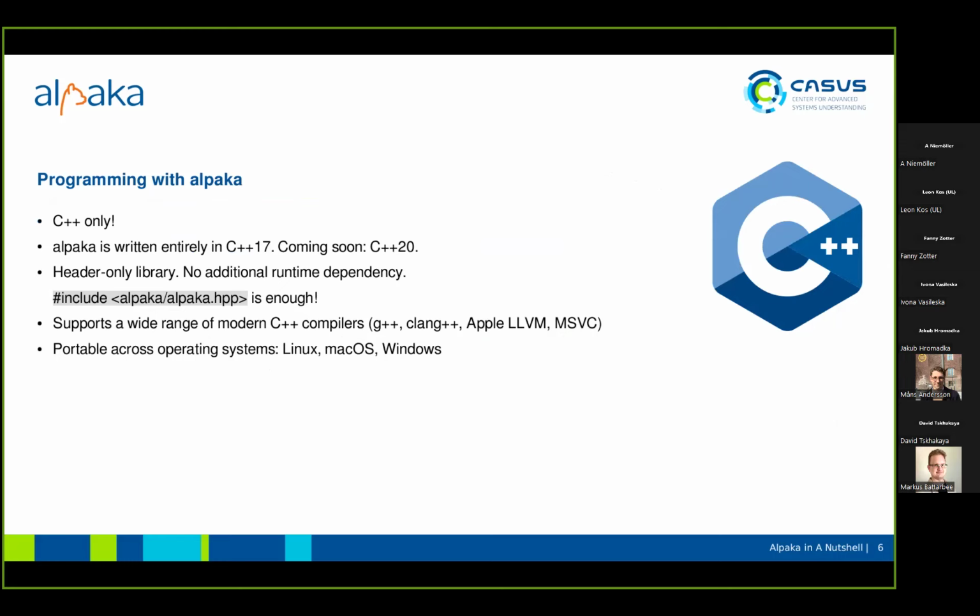Programming with Alpaka. Alpaka is a C++ only library. Alpaka is written entirely in C++17. In a short time, we will be using C++20 features, and we will be starting compiling on C++20. It is a header-only library. No additional runtime dependency is used. The only compile time dependency is actually Boost. Including the header file alpaka.hpp into your CPP code will be enough to use Alpaka.